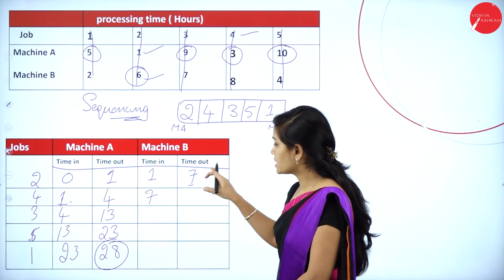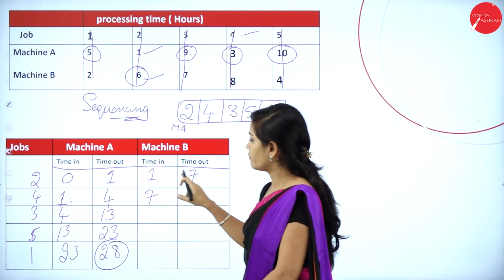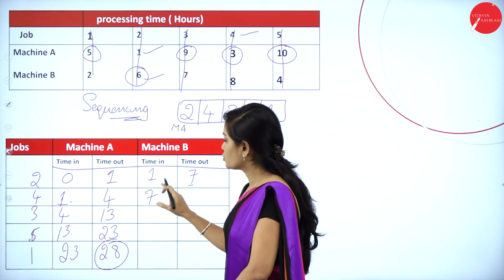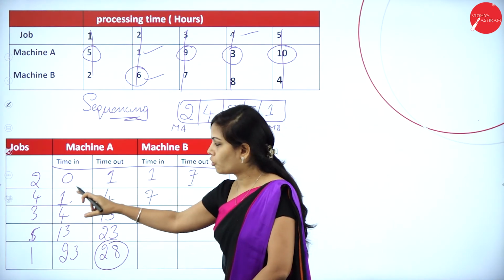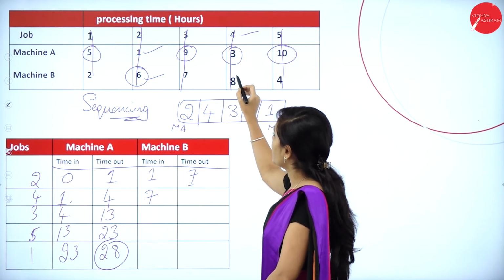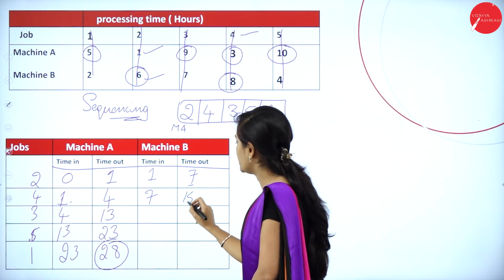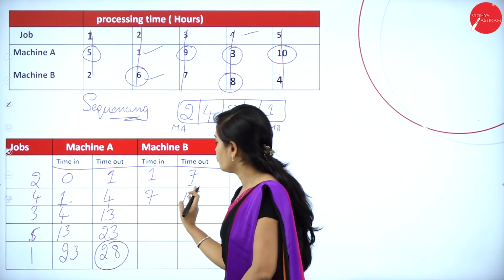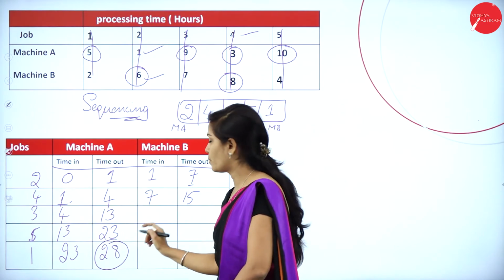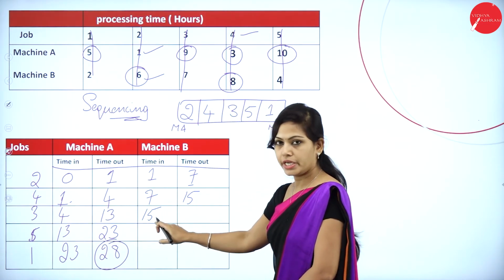So, again it starts its working from 7. So, our highest value in 7 and 4 is 7. So, now the job 4 processing time on machine B is 8. So, 8 plus 7 is 15. And again 15 and 13, highest value is 15. It will start its working from 15.